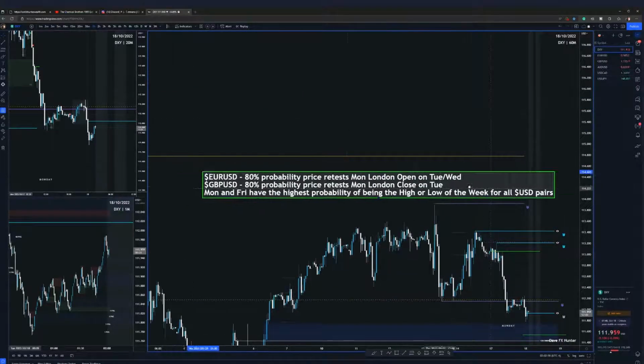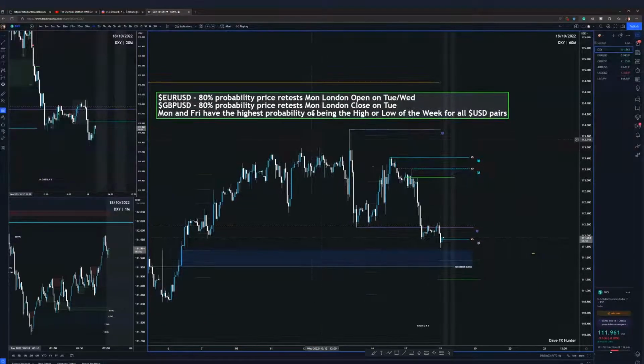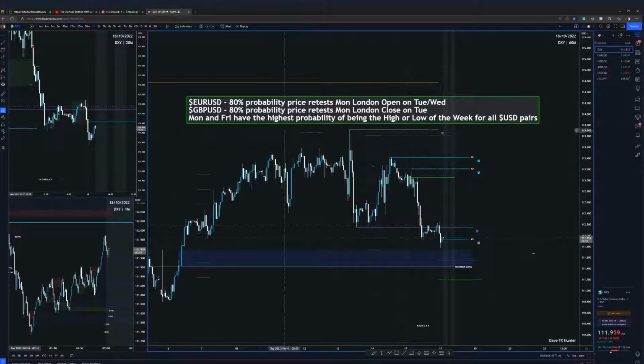What I want to mention as well is some probabilities which have been backtested over a longer period. EUR/USD has an 80% probability that price will retest the Monday low, Monday London open, on Tuesday or Wednesday, right? Now, GBP has an 80% probability that the price will retest the Monday London close on Tuesday. And Monday and Friday have the highest probability of being the high or the low of the week for the USD pairs.